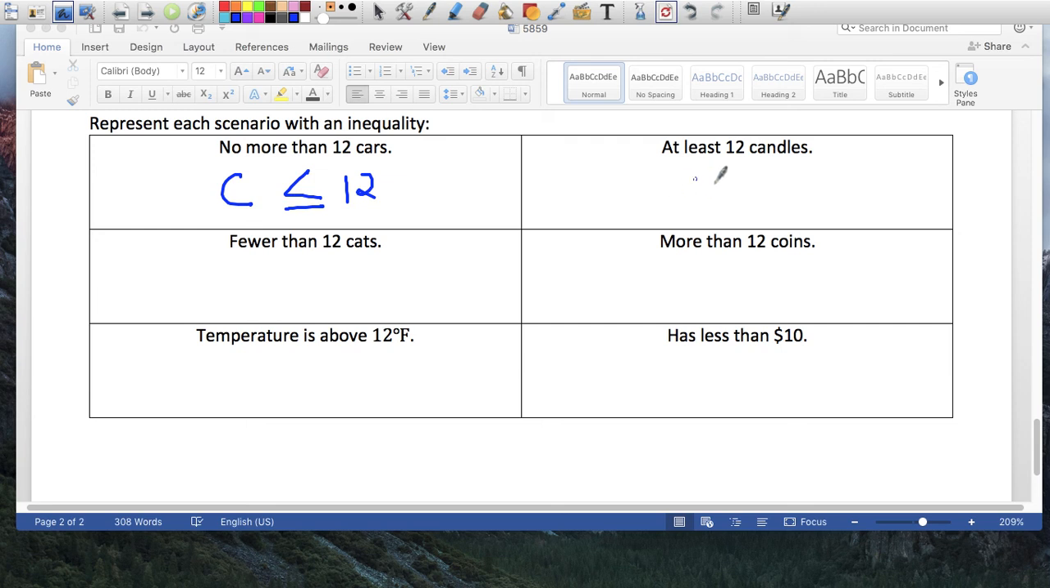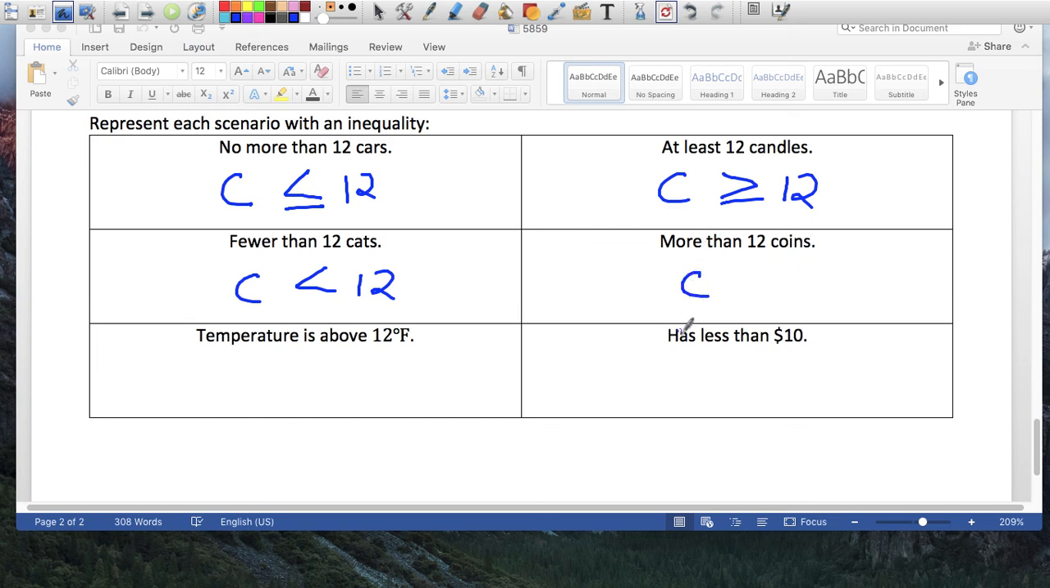At least 12 candles. You should have at least 12 candles in case of a blackout. So again, candles and 12. So the number of candles that you're going to have at home has to be greater than or equal to 12. Fewer than 12 cats. So again, C and 12. If you have fewer than 12 cats, it means that you have less than 12. Not 12, but less than 12.